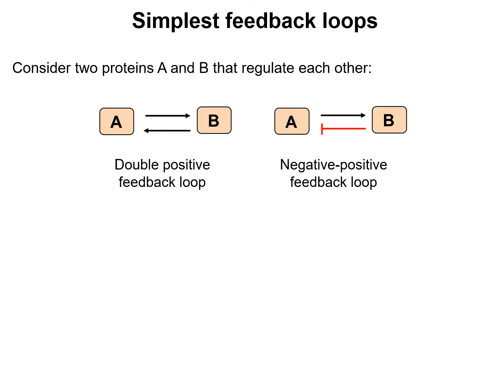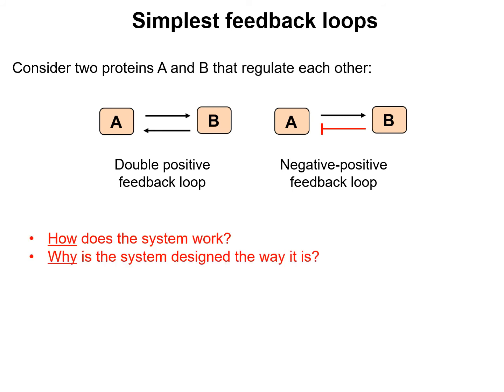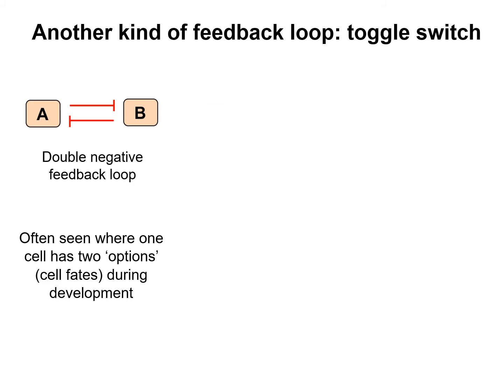In another case, what you see is that one of the proteins increases the levels of the other, whereas the other decreases the levels of the initial protein that upregulated it. For instance, in the case of P53 and MDM2. So there's a double positive feedback loop, which leads to amplification, and then there's an overall negative feedback loop, or you can call it a negative positive feedback loop, which actually leads to a homeostatic response. The questions that, again, systems biology tries to answer are how does the system work and why is the system designed the way it is.